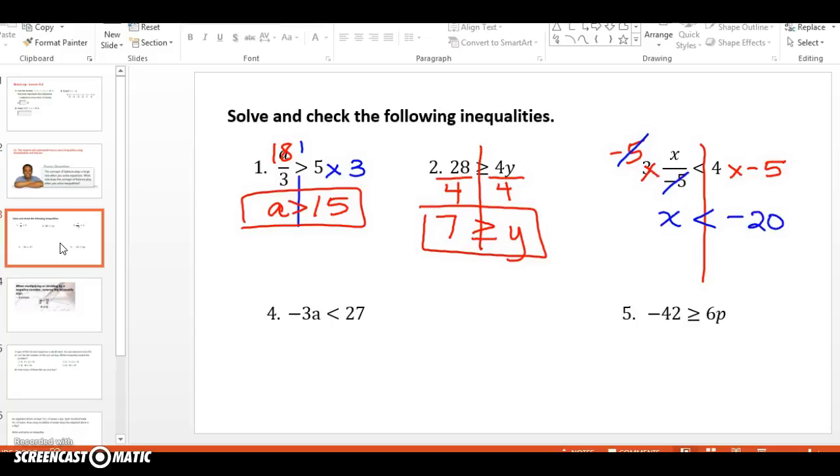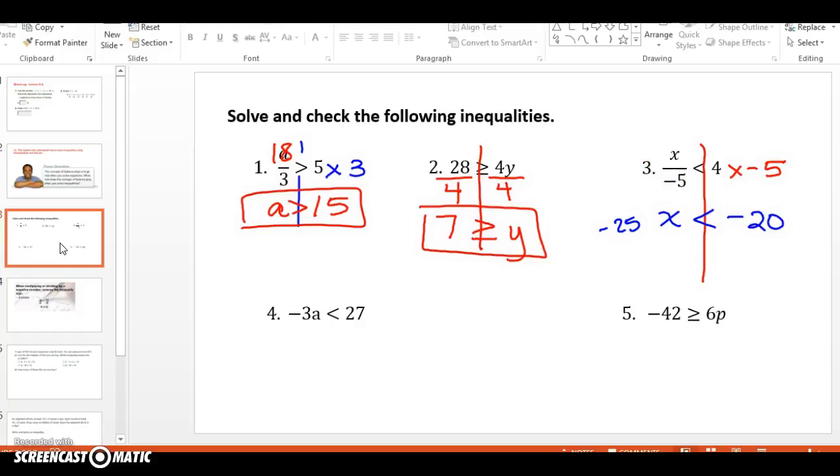Everybody understand what I've done so far? Okay, so now this is saying x is less than negative 20. So remember, it's eating the biggest number. So give me a number on the other side that would work. Okay, negative 21, negative 22. I'm going to pick one divisible by 5. Would you guys agree that negative 25 is less than that? Is that true? Okay, so let's plug that in and see what happens.